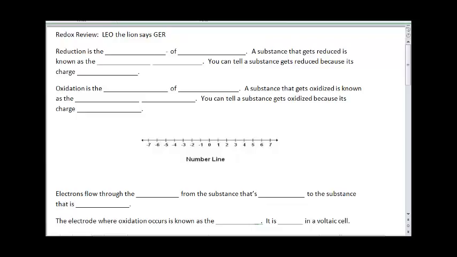What the heck is reduction? The way to remember this is Leo the lion says GER, which you see up here at the top of your paper. Reduction is the gain of electrons. And what we remember about electrons is that they have a negative charge, right? Electrons have a negative charge.